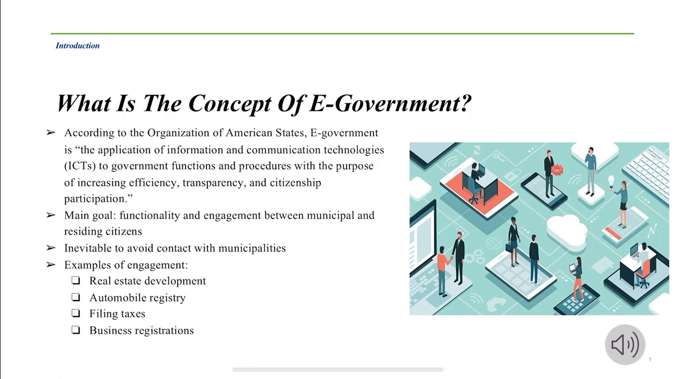What is the concept of e-government? E-government, otherwise known as electronic government, has had significant impacts on society since its introduction in 2002. The main goal of e-governance is functionality and engagement between municipal governments and their residents. According to the Organization of American States, e-government is the application of information and communication technologies, otherwise known as ICTs, to government functions and procedures with the purpose of increasing efficiency, transparency, and citizen participation.